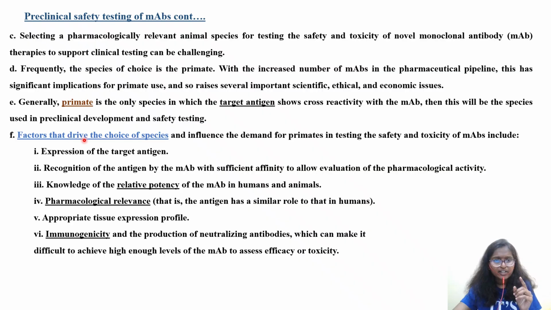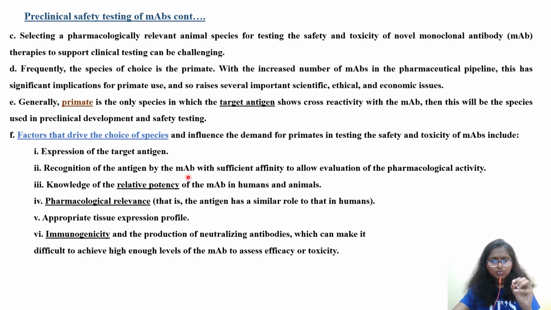Then we have the factors that drive the choice of species and influence the demand for primates in testing the safety and toxicity of monoclonal antibodies. Number one is expression of the target antigen. The target antigen is much more expressed in the case of monkey.